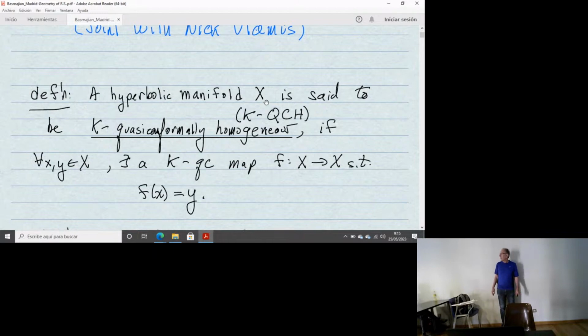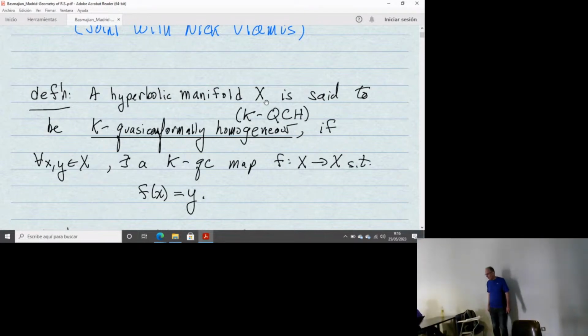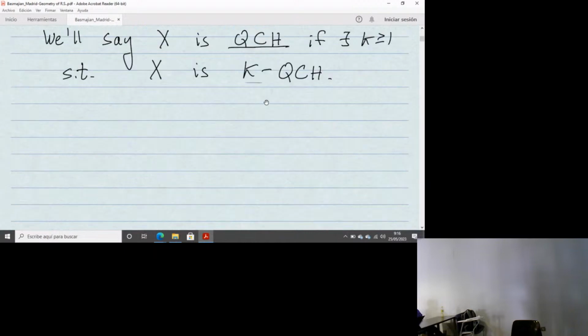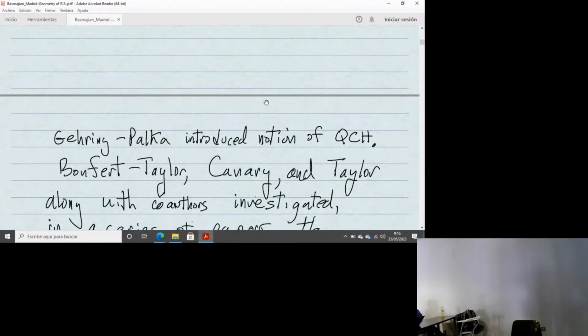So I'll start with a hyperbolic manifold, but I'm going to quickly go to surfaces after you see the theorem that's already been proven by a long list. There's a long list of people that have worked on this question of homogeneity, QC homogeneity of surfaces or manifolds, hyperbolic manifolds. So let's start with a hyperbolic manifold. So you have a hyperbolic manifold X, and we'll say that it's K-QC homogeneous.